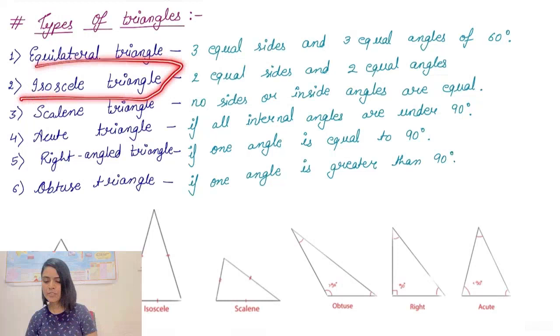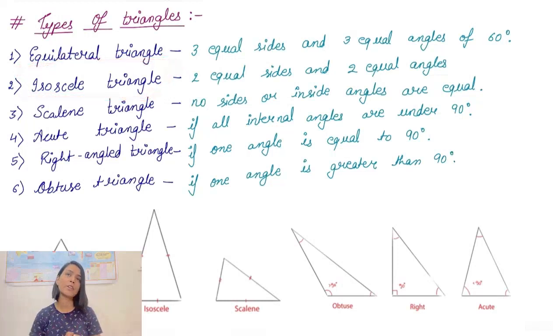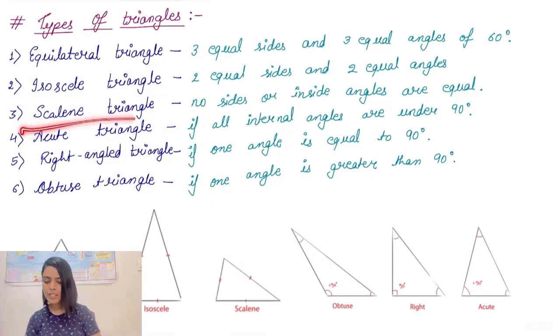Second is the isosceles triangle. In an isosceles triangle, two sides are equal to each other but not equal to the third side, and two angles are equal to each other but not equal to the third angle. Third is the scalene triangle. In a scalene triangle, no side is equal to another. All three sides are different in dimensions, and all three angles differ in value from each other. So that is our scalene triangle.